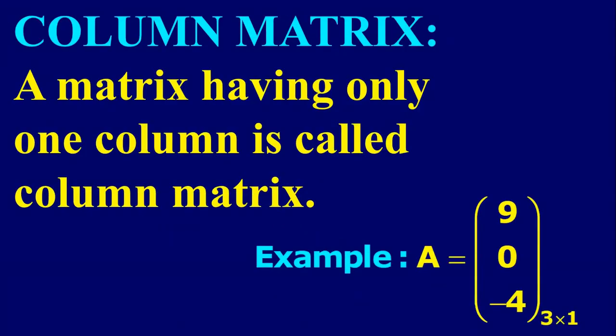So in types of matrices, first we have column matrix. A matrix having only one column is called column matrix. Now here we have only one column and many rows. So here column number is only 1. Therefore this is called as column matrix.